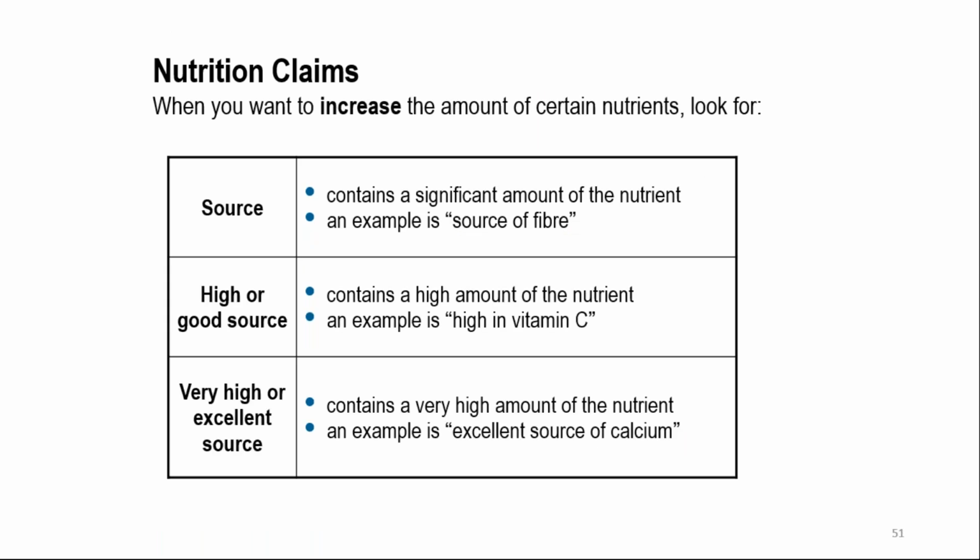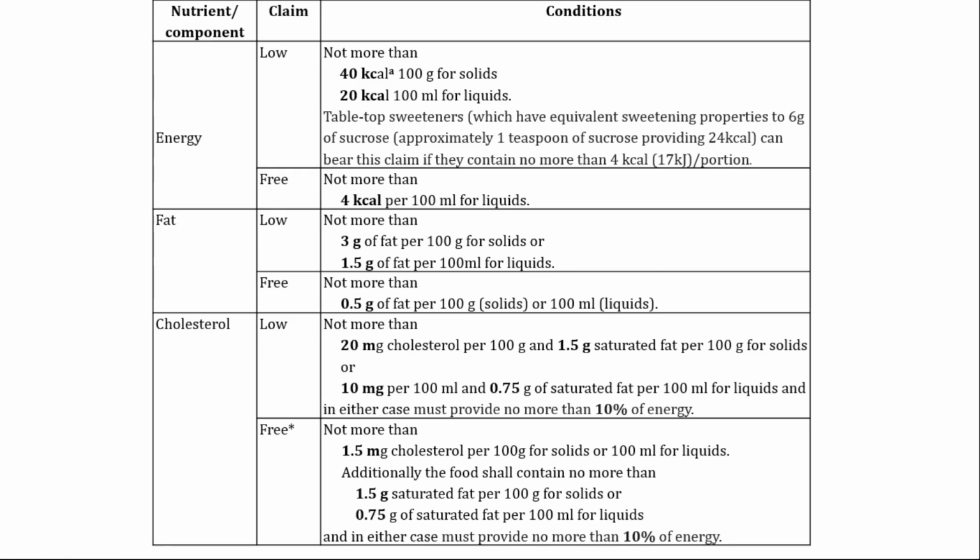And if you want more of a certain nutrient, the words you need to look for are source, high or good source, very high or excellent source. But using these words is also restricted by regulations, and you will see that it is regulated by FSSAI. You can use the word low for low energy when the calories are not more than 40 kilocalories per 100 gram and 20 kilocalories for 100 ml.